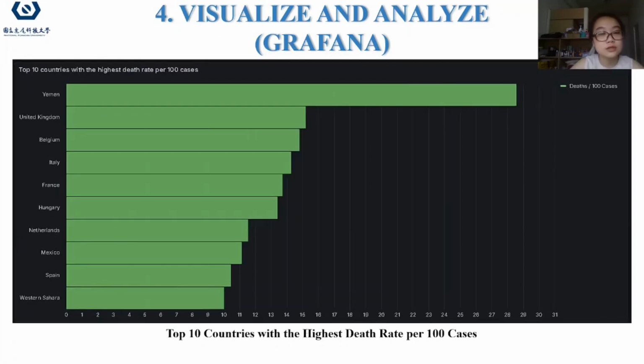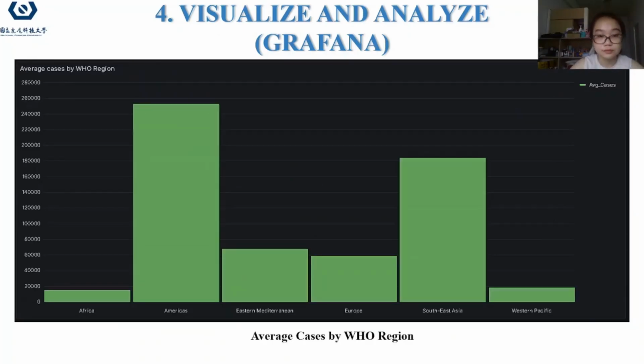And then this is the top 10 countries with high death rates per 100 cases. Yemen is at the top, next here is the UK. This is the average cases by WHO region, and you can see this one is also Americas.